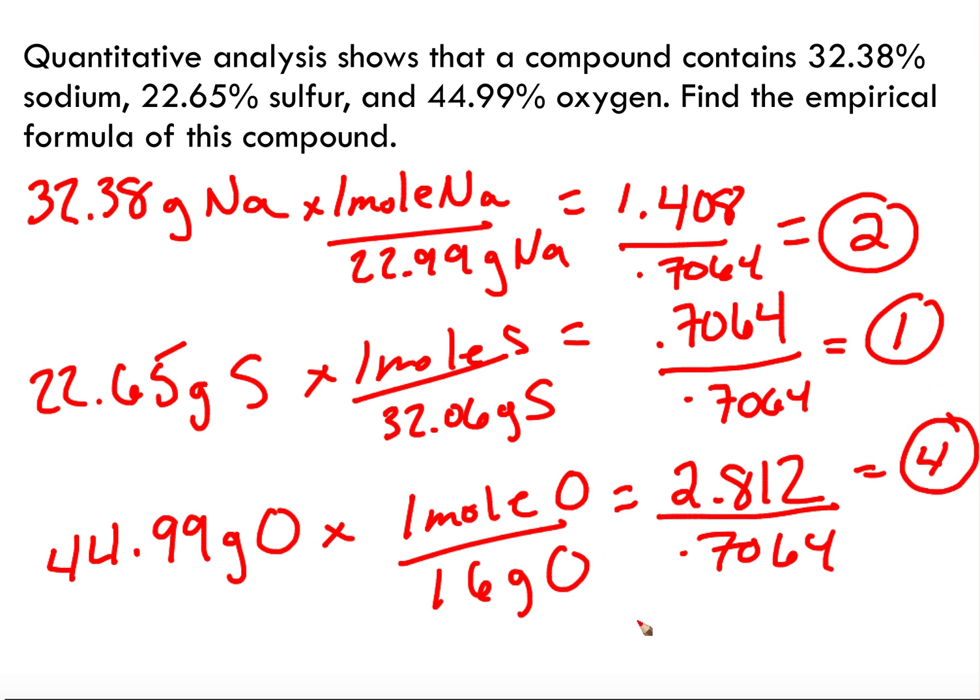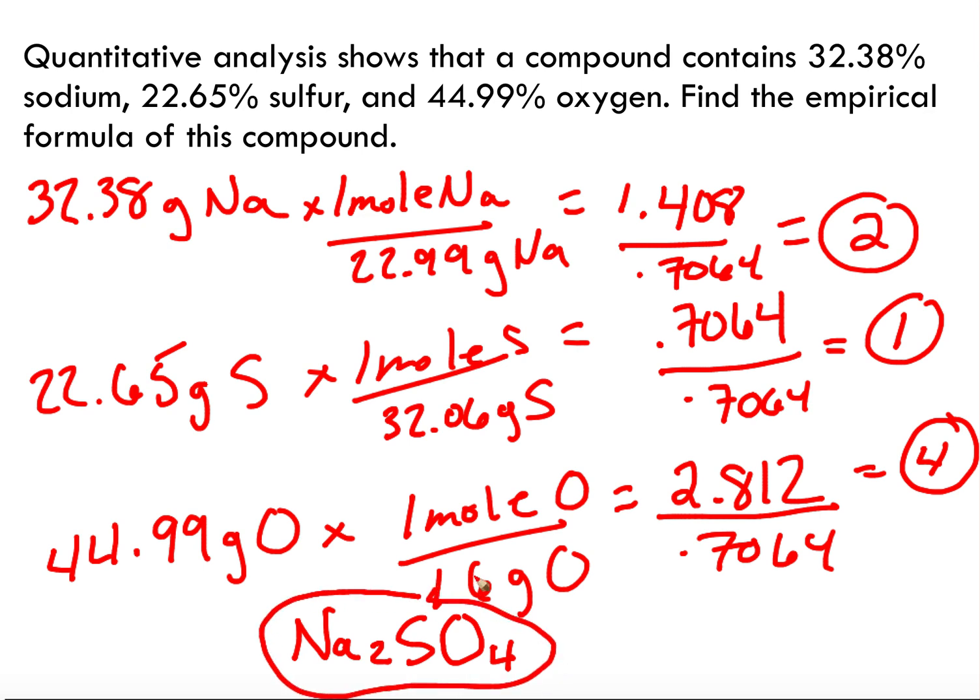So now for our compound, we're going to write our elements going left to right from the problem. We have sodium, which is Na, and our subscript is 2. We have S, subscript is 1, and then O, subscript is 4. So our empirical formula here is Na2SO4. Now, that's how to do an empirical formula.